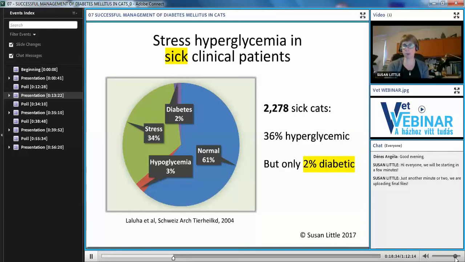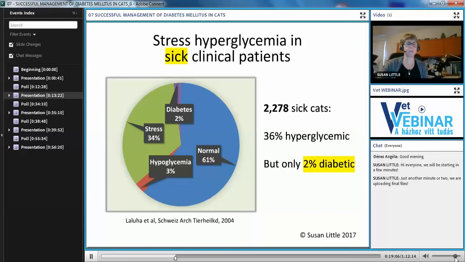And we can't distinguish stress hyperglycemia from diabetes on the basis of how high the blood glucose is. We can get just as high a blood glucose in many cases from stress as we can from diabetes. So it can be very misleading to simply look at the blood glucose value and say, oh, I can tell by the value that this cat has stress hyperglycemia versus true diabetes. So we have to be very careful about that.